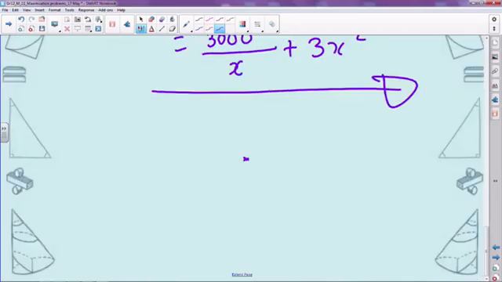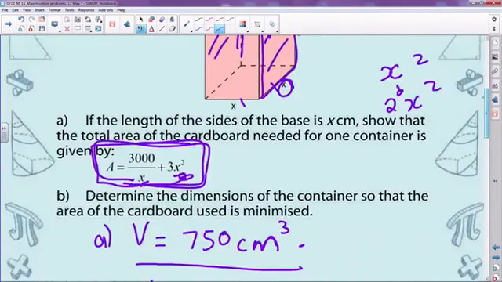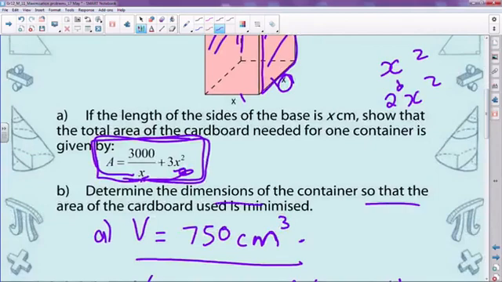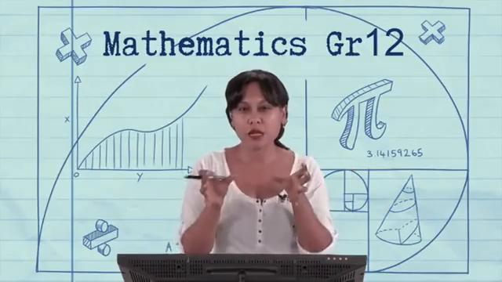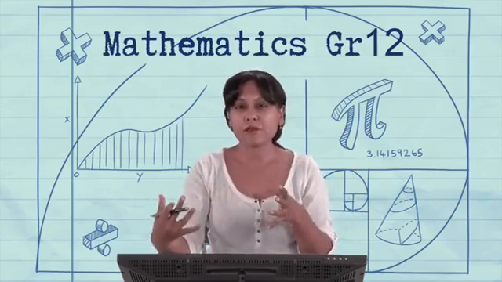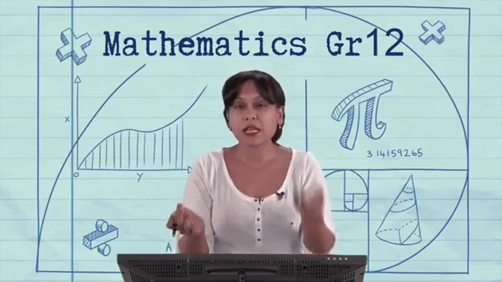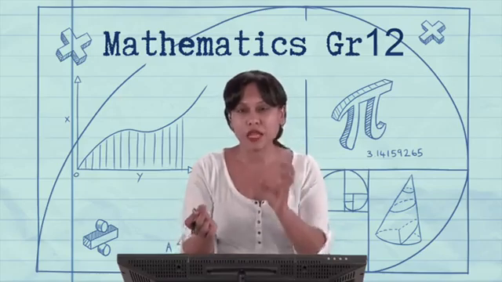Now for the next part of the question, where they said you need to determine the dimensions of the container so that the area of cardboard used is minimized. Here we're going to work with what we already have. We already have this expression for the total area, and that's what we now need to minimize. And remember, when you're minimizing something in calculus, the way to do it is to find the derivative. So that's what you're going to do.